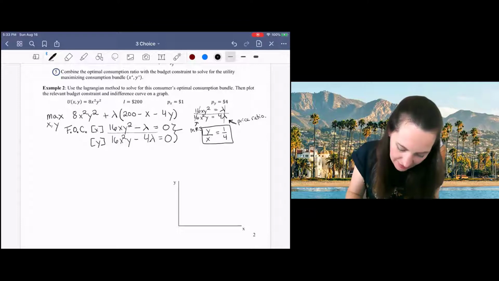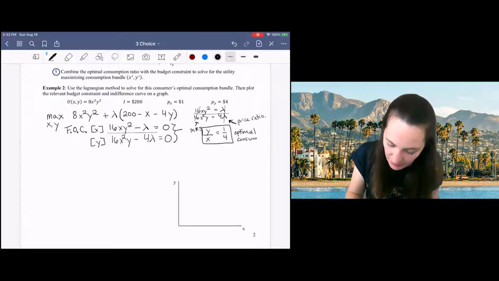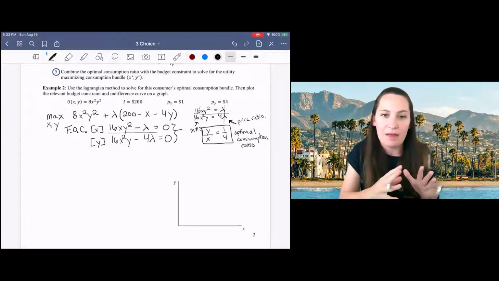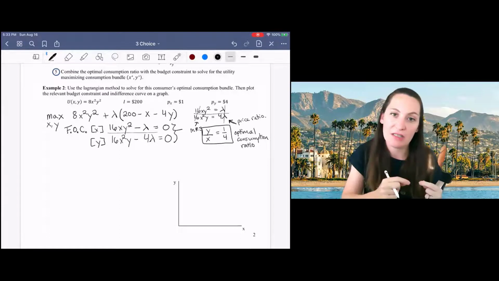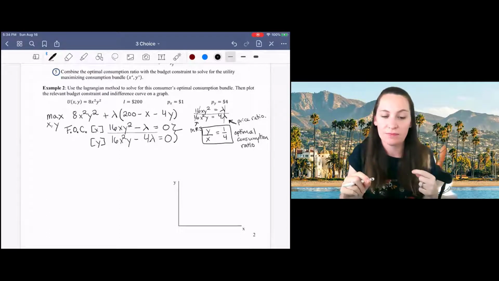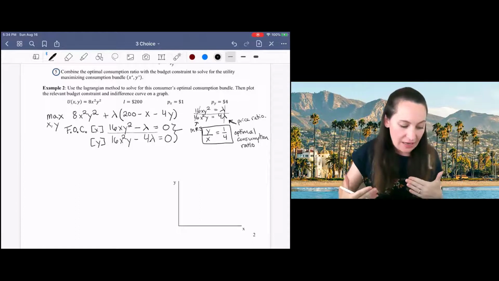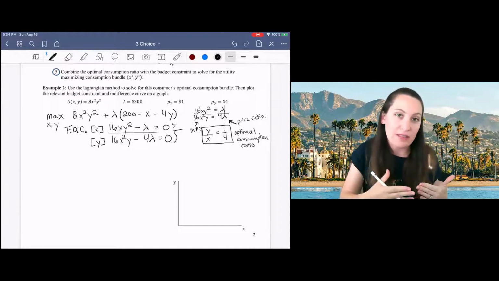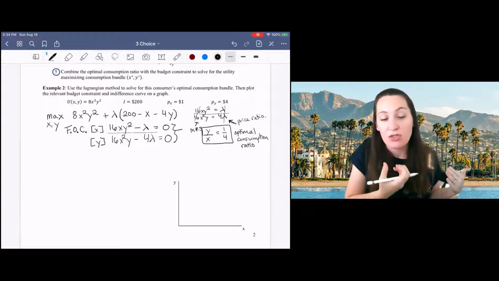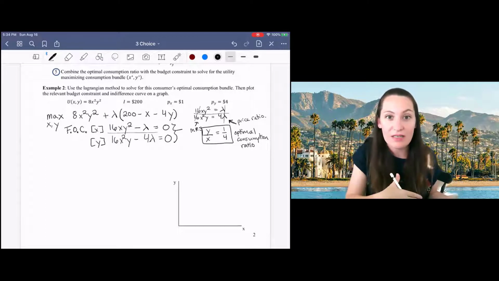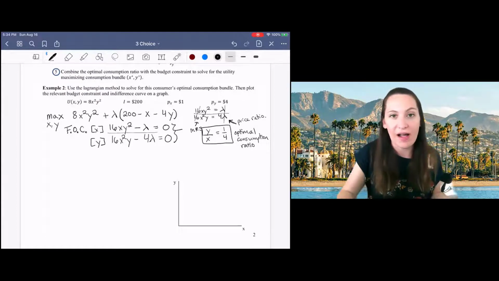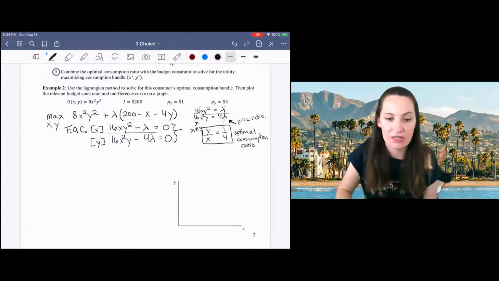So here I have my optimal consumption ratio. Again, remember this does not depend on income, but it gives me the condition for the tangency between the budget constraint and the indifference curve. Where exactly I consume is going to be determined by the budget. So we need to now combine this optimal consumption ratio with our budget constraint to solve for the actual values of x and y that we would like to purchase.